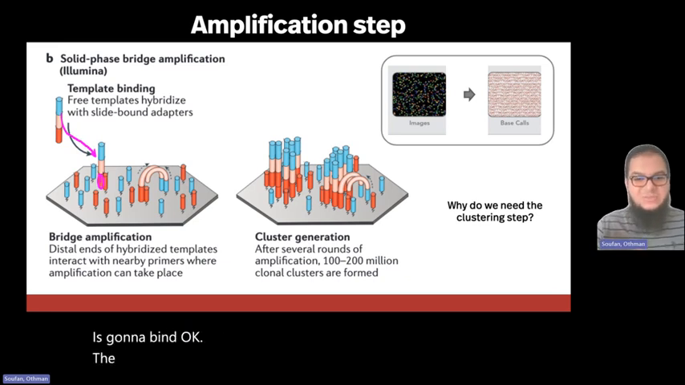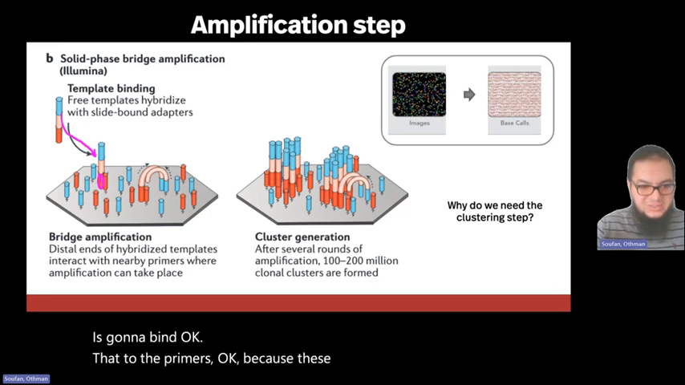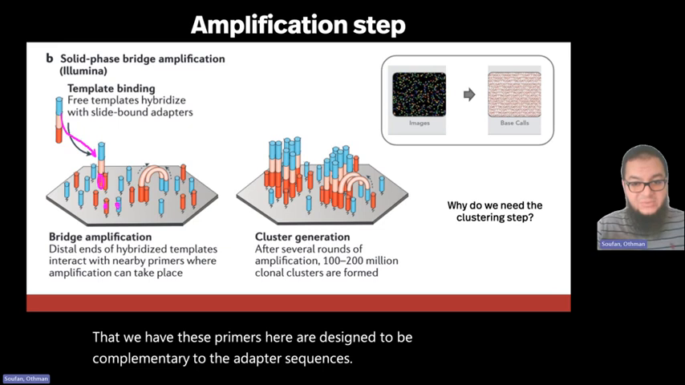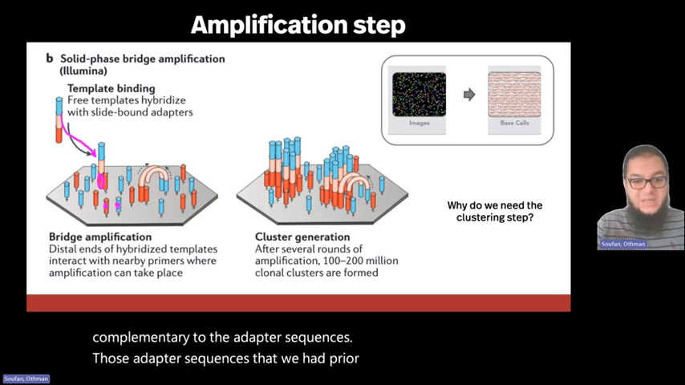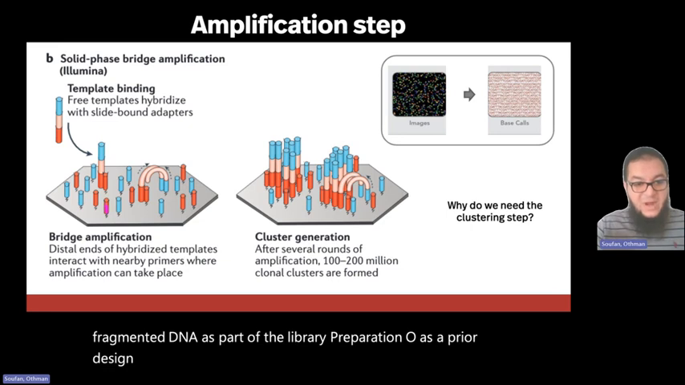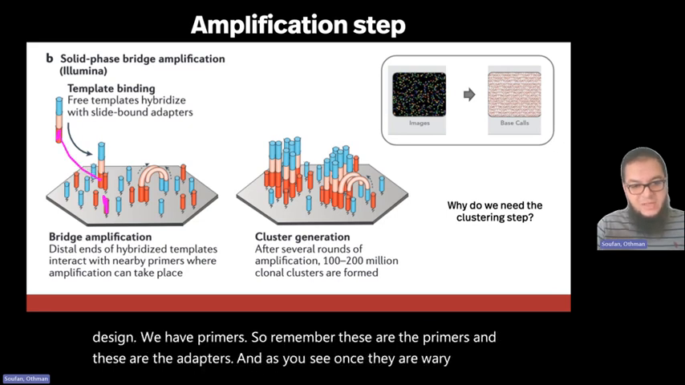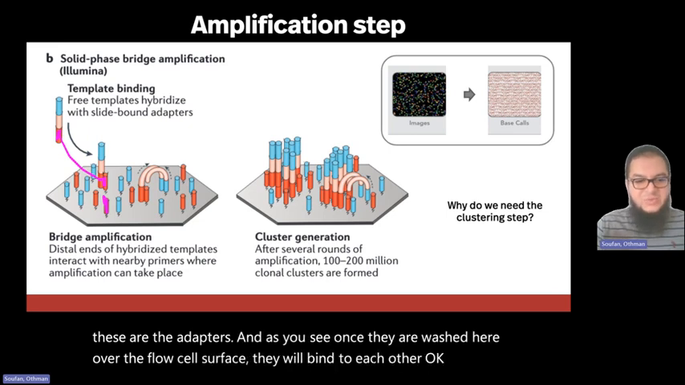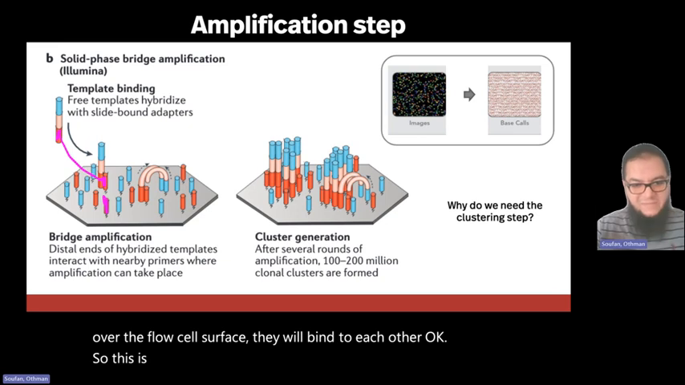to the primers, because these primers here are designed to be complementary to the adapter sequences, those adapter sequences that we previously ligated to the fragmented DNA as part of the library preparation. So as a prior design, we have primers. Remember, these are the primers, and these are the adapters. As you see, once they are washed over the flow cell surface, they will bind to each other. So this is the first step here.